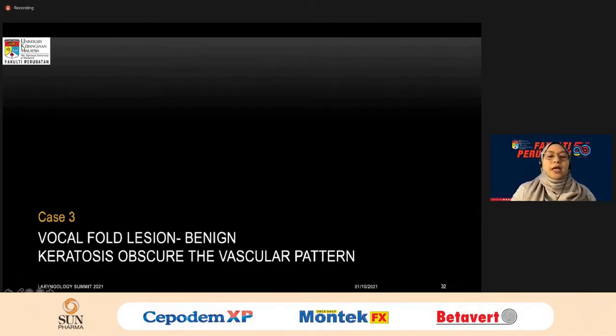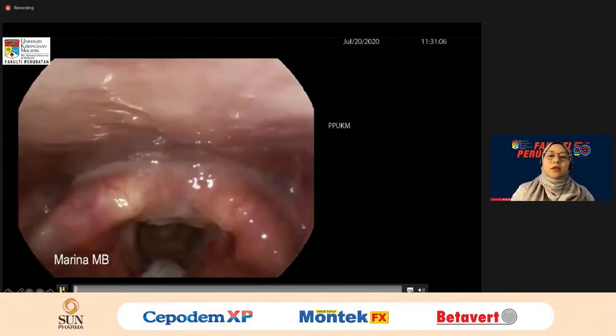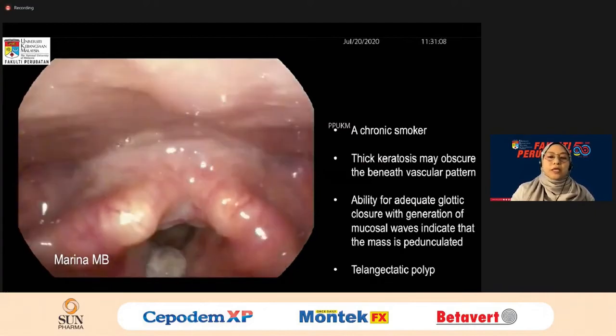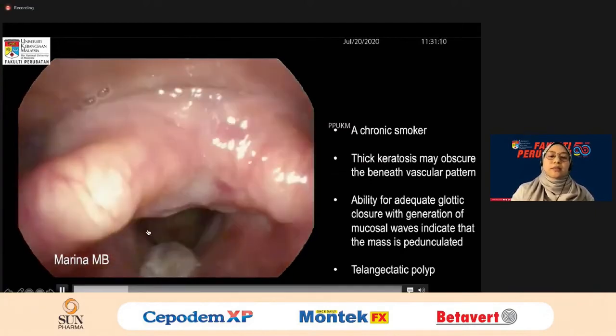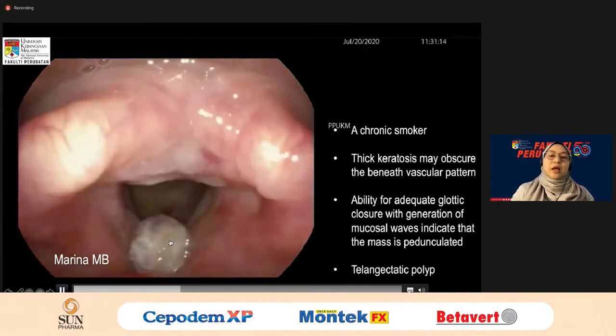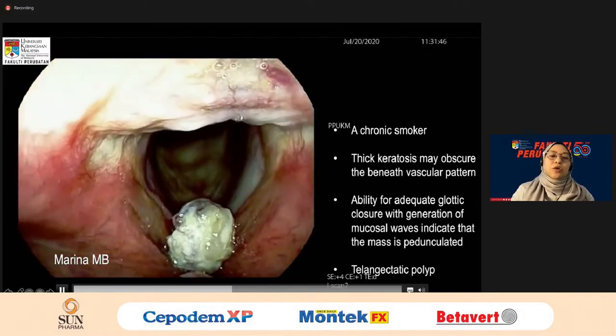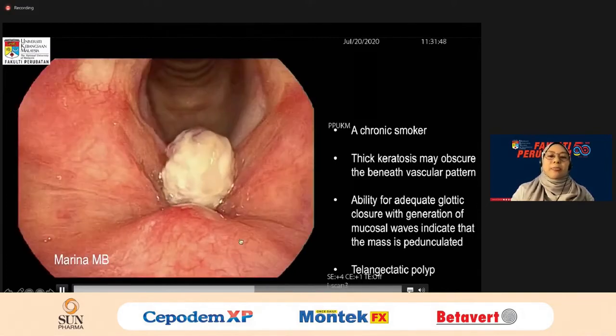However, in patients who have a thick white patch or hyperkeratosis, the hyperkeratosis may obscure the vascular pattern, like in this patient. This patient, a male who is a chronic smoker, has a mass at the anterior commissure with possibly thick hyperkeratosis, seen as a whitish patch, which does obscure the vascular pattern.